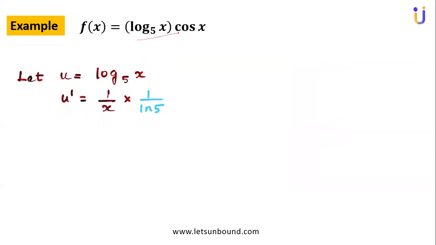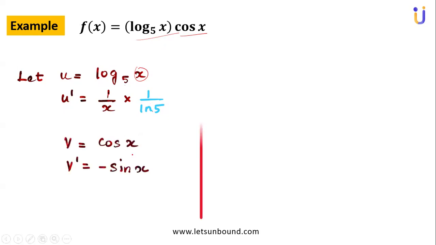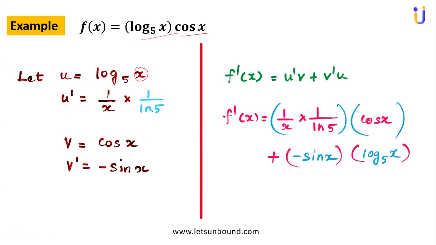So I have taken u as this and v as this. So find u'. Log 5x means reciprocate the input, 1 by ln of the base. That's it. v is cos x and its derivative is negative sine x. Now apply the product rule and simplify it.